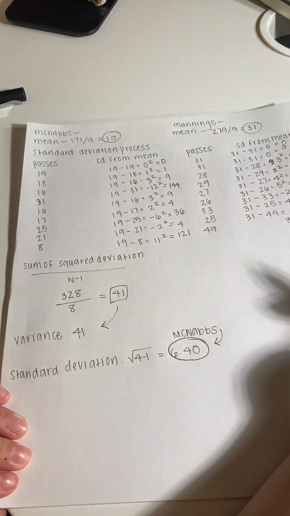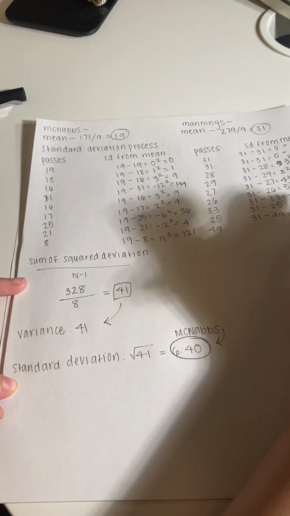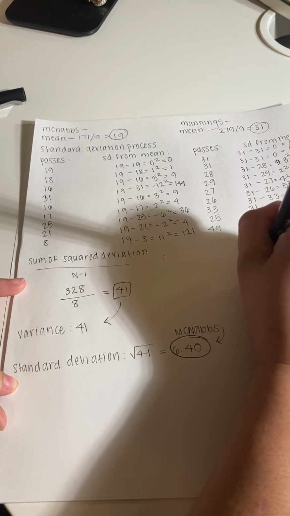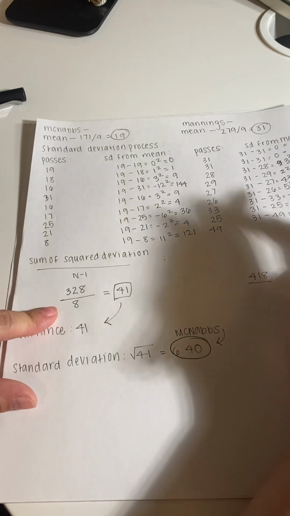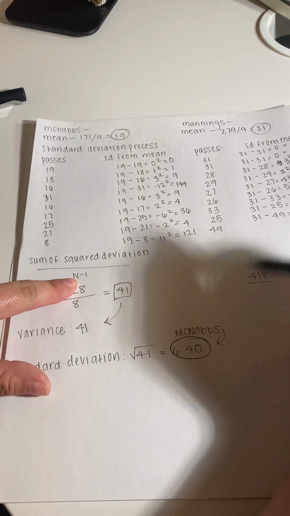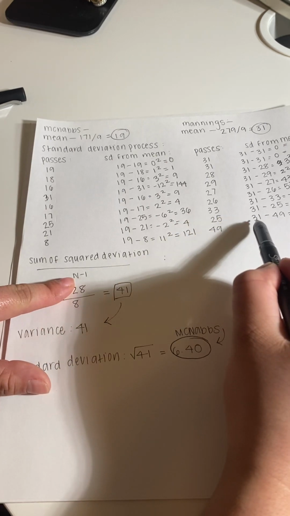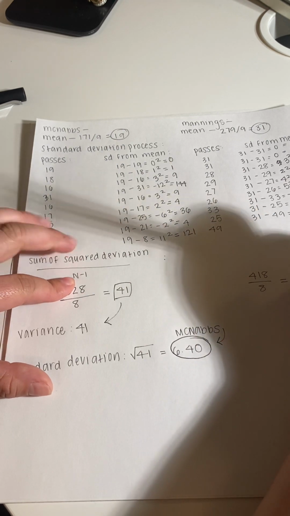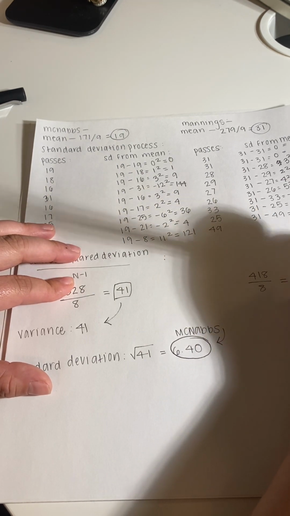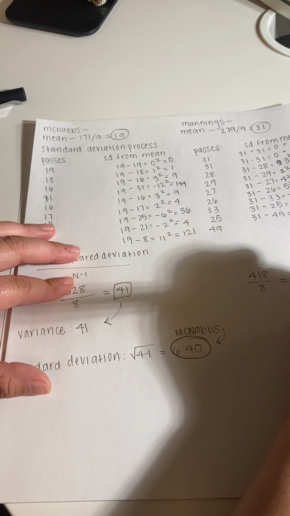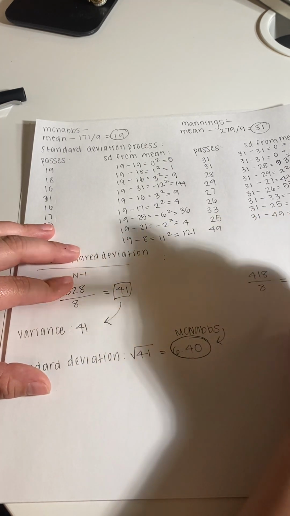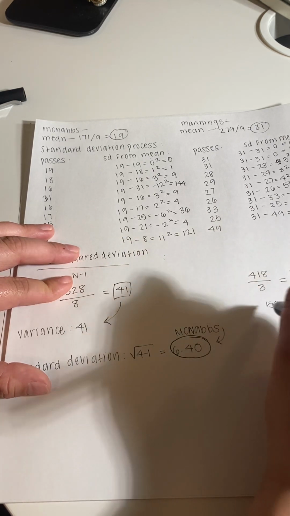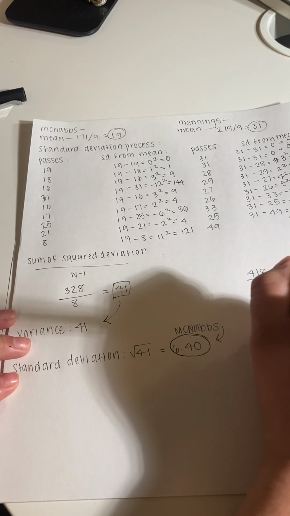So same thing, to start getting the standard deviation, you're gonna add all these values up, which is 418 divided by 8, because there's 9 values, minus 1, so n minus 1, so 9 minus 1 is 8, and then that's gonna give you 52.3, which is the variance. So the variance for Manning's is going to be 52.3.